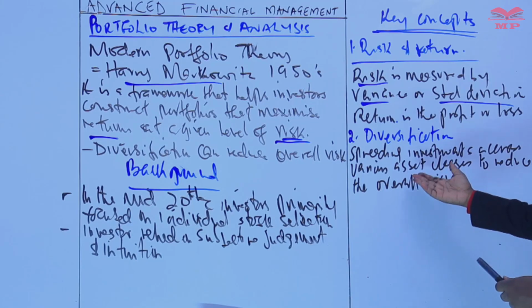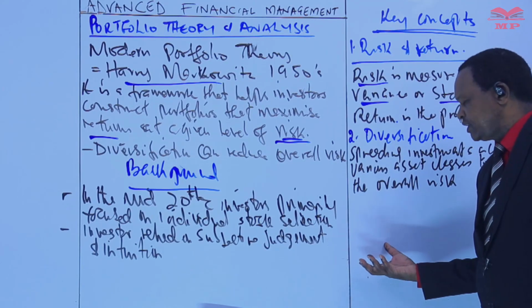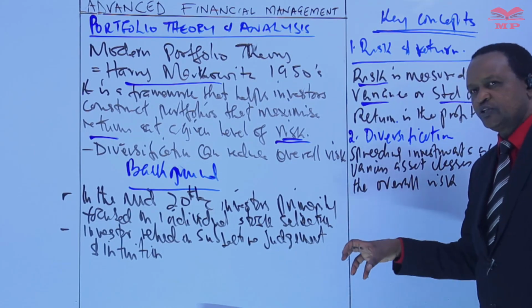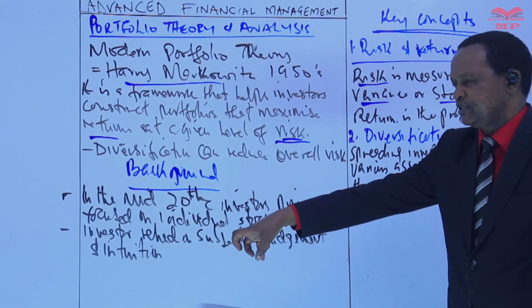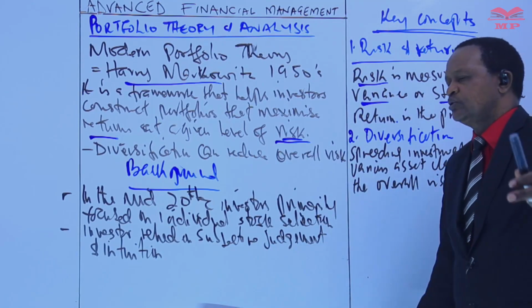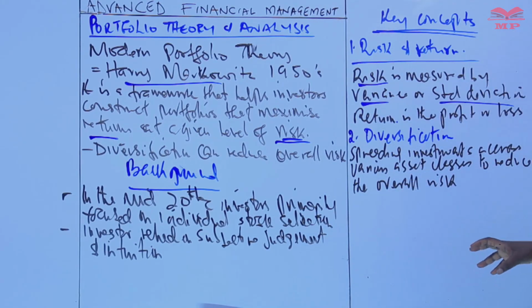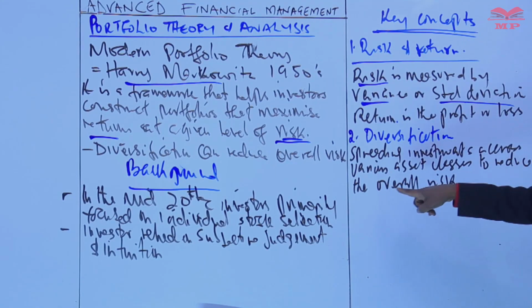Diversification is a process of spreading investments across various asset classes. So if you have money and you want to invest, instead of putting all that money in just one investment, say real estate, that money can be spread into bonds, derivatives, future contracts, and very many or different asset classes. The objective is to reduce the overall risk.